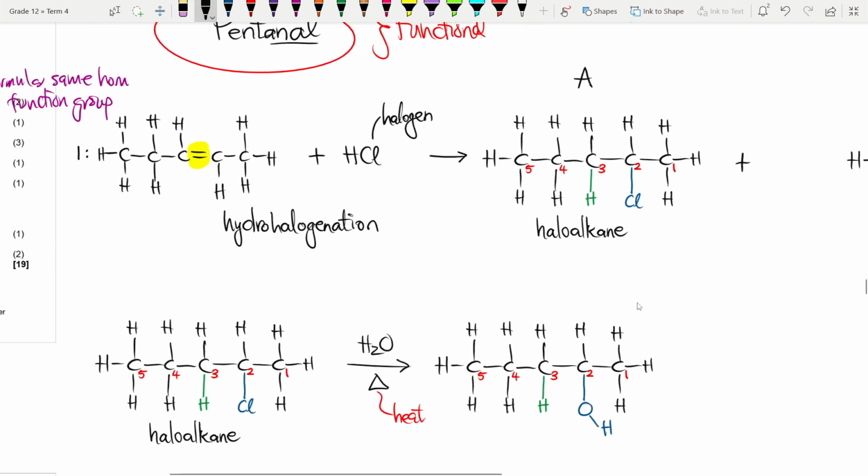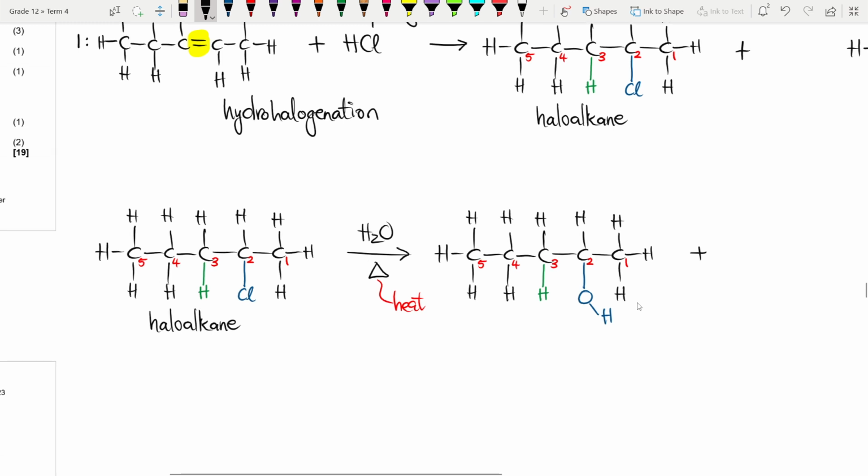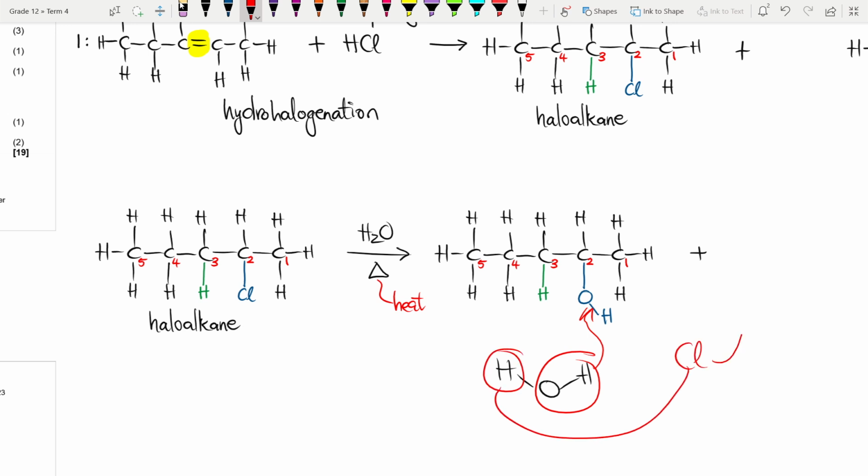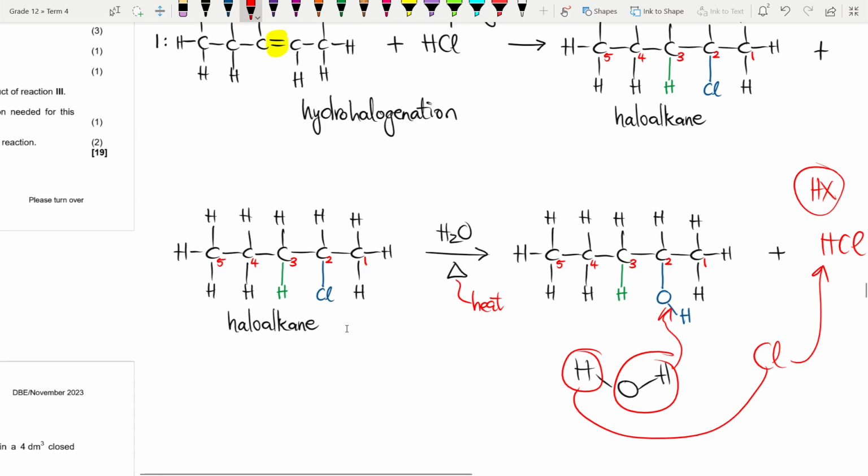Therefore, the other product, if you check here: I'm putting this in water, and let me just draw the water as a structural formula. But from the water, I'm only taking the OH and putting it there. So this H will combine with the Cl to form HCl. This is the HX that you see in your textbook for halogenation. Therefore, what we now have is that molecule.